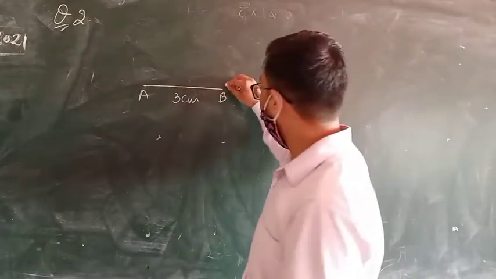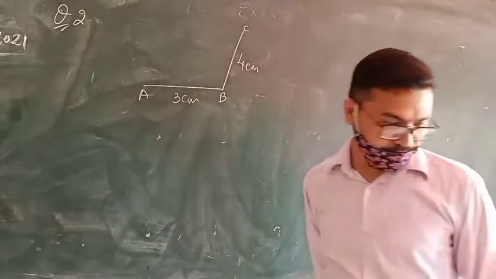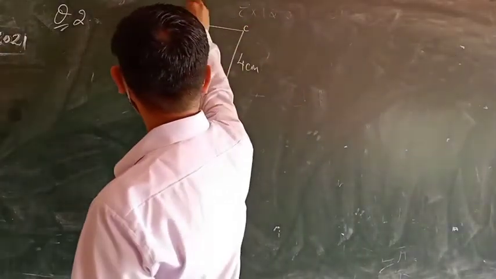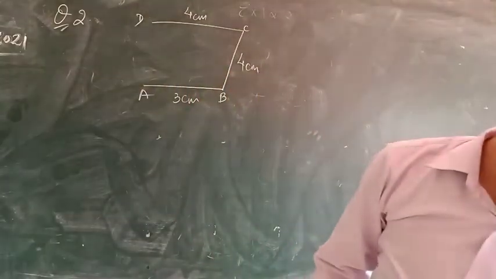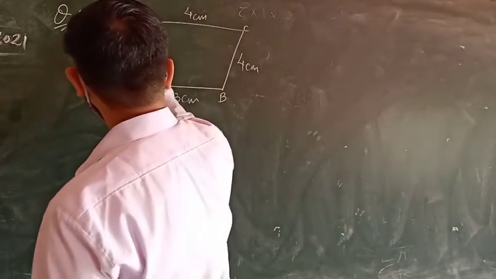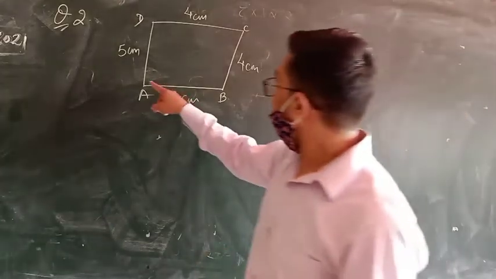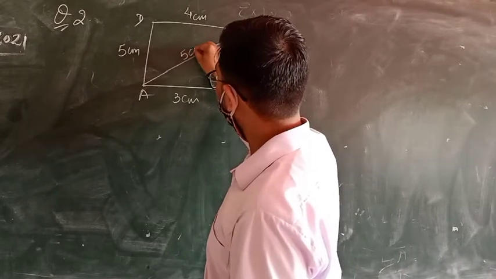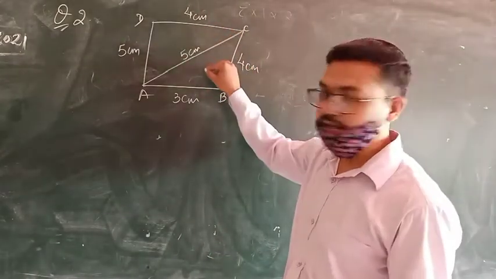BC is equal to 4 centimeters, this is 4 centimeters. CD is again 4 centimeters. And then AD is given 5 centimeters. Okay, so this length is 5 centimeters, and AC is equal to 5 centimeters. So in this case you have all the values. Okay, now you have two triangles.